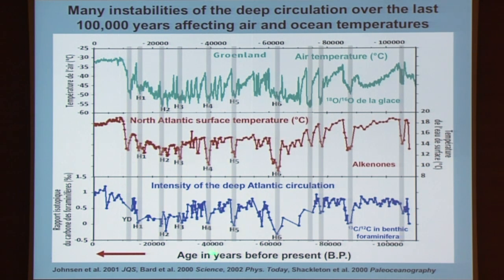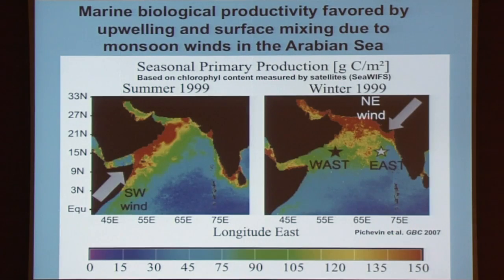We can see that each time that there was a drop in the deep sea circulation, there was a big drop in the North Atlantic sea surface temperature, but not only because of the heat transport that is so important for the atmosphere. We can see that also as very large changes, for example, in Greenland air temperature that is measured with the oxygen 18 to oxygen 16 ratio.